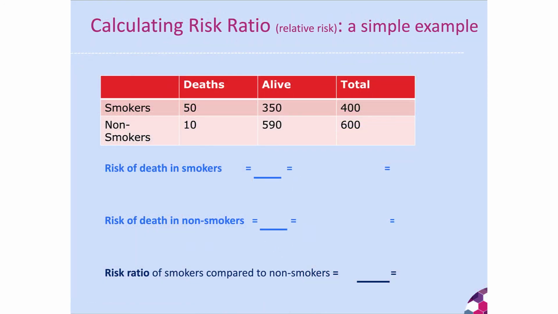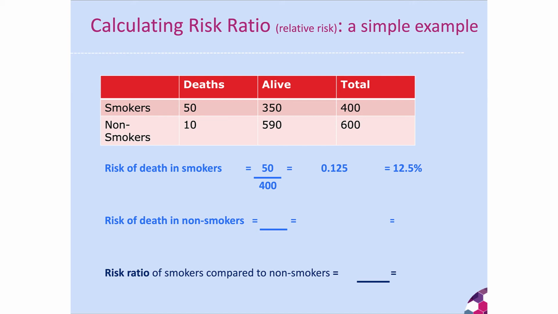So let's look at some examples of calculating risks. Here we've got a 2x2 table. So let's look at risk of death in smokers. What do you think the numbers are? You can pause it at this point to try it yourself. We have 50 because there's 50 deaths in smokers, and the total number of smokers was 400, so that gives us 0.125, which is 12.5%. That's the risk of death in smokers.